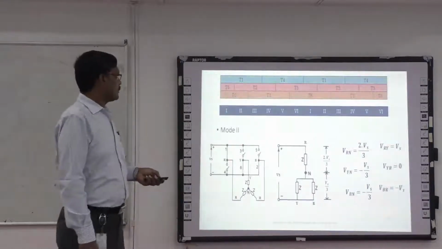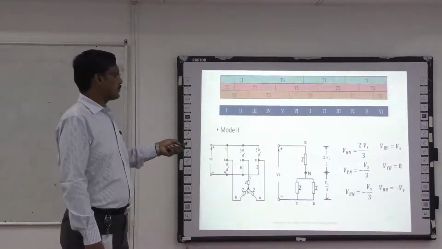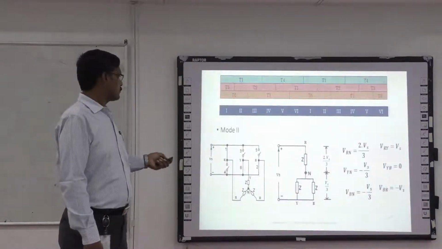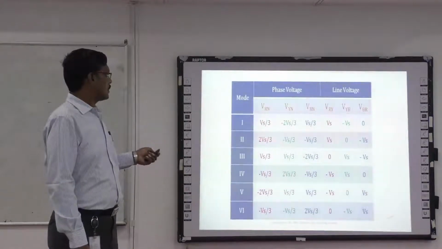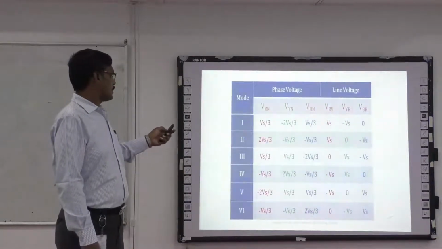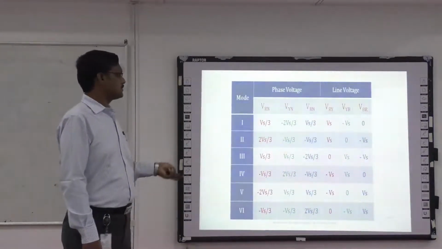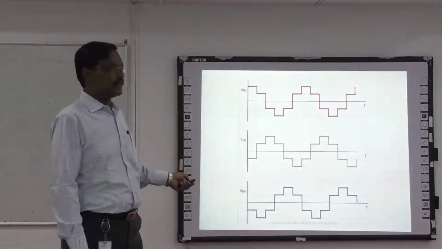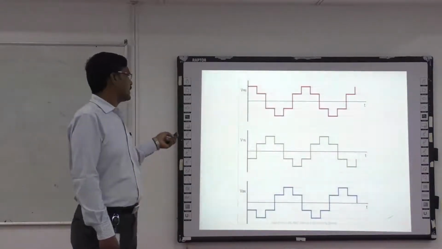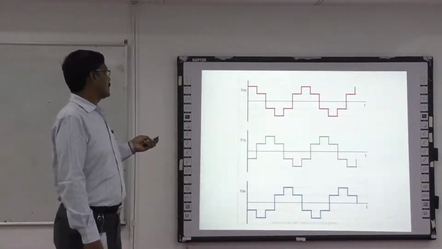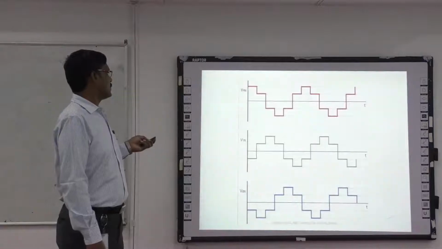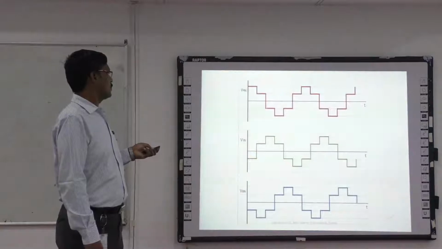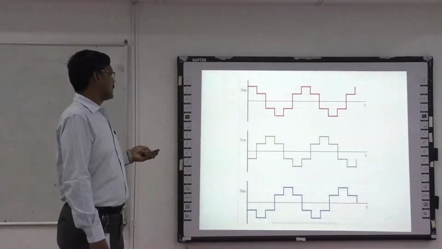So in this way we can draw the different modes of operation for all the 6 modes, and for the waveform, we arrive at different phase voltages and line voltages like this. These are the three phase voltages for this 180 degree mode of operation. Here VRN, initially it is Vs by 3, then 2 Vs by 3, then Vs by 3, then 0, then again Vs by 3, again 2 Vs by 3.